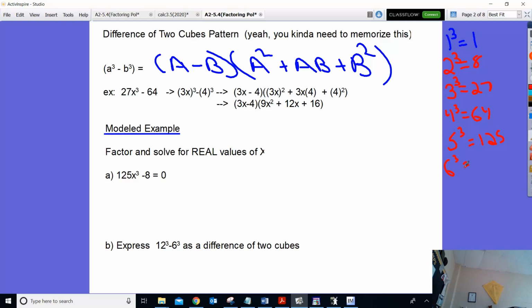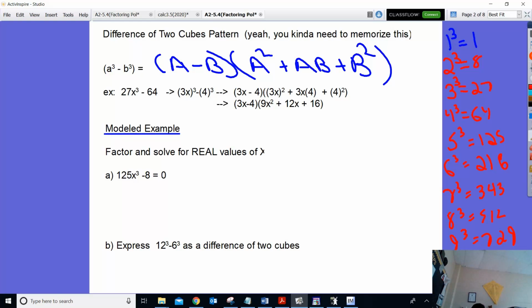6 cubed? It's usually about when it gets quiet. 216. 7 cubed? I got quiet. 343. I'll just go ahead and finish it. 8 cubed is 512. 9 cubed is 729. And everybody should know what 10 cubed is. 1,000. You can handle this section if you know your cubes. That's how it works. If you know your cubes, this section's actually pretty easy.